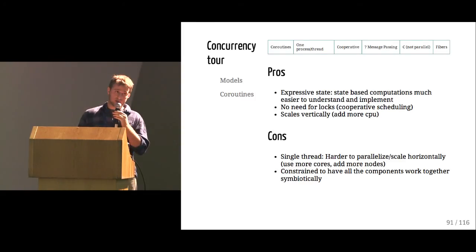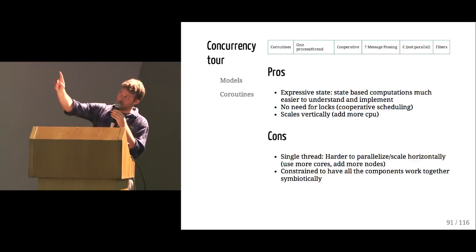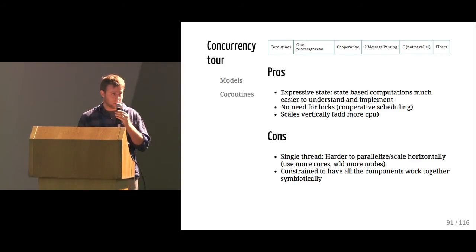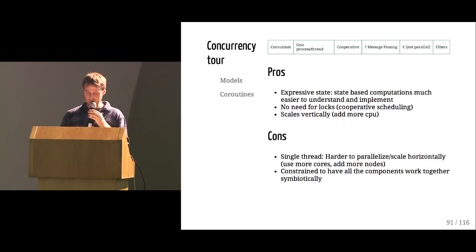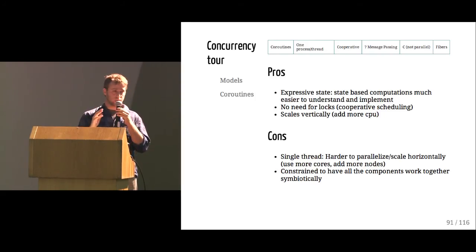And so this scales vertically, because if you have a faster CPU, then your single executing thread is going to run faster. But that's kind of a disadvantage because you can't scale it horizontally, right? You can only have one instance of this thing running. That's why I put at the top that it's concurrent. It's definitely concurrent, and you can build an operating system with that, but it's not parallel. You can only run one instance of this. You can't run this on a multi-core computer. But the biggest disadvantage is that you're constrained to have all of these things work together. Because it's cooperative, if you have one bad apple, they're all rotten. If you have one thing that gets stuck, they're all going to be stuck.